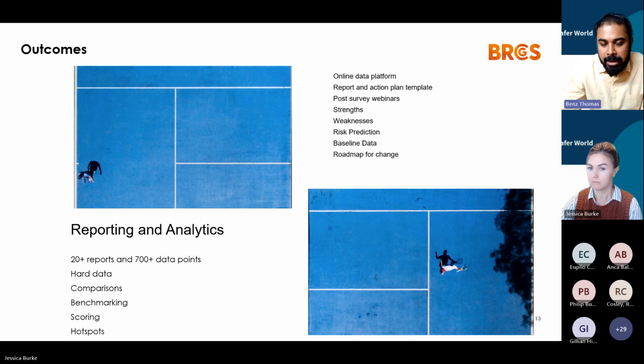There are post-survey webinars. There's access to understanding what the strengths, weaknesses, etc. are. There's also the best feature about this: like Horizon, it draws comparisons with your previous survey. If this is the first survey, then the comparison is drawn against the other sites that have undergone it.